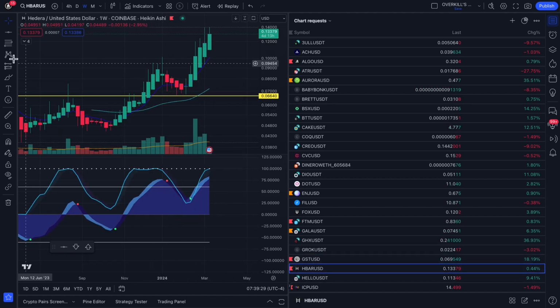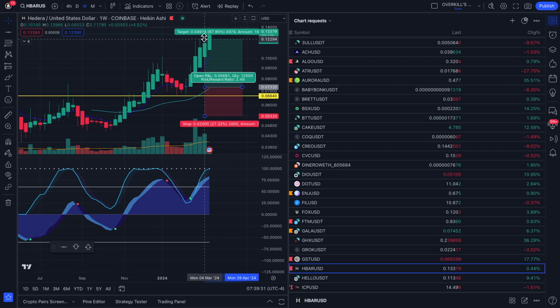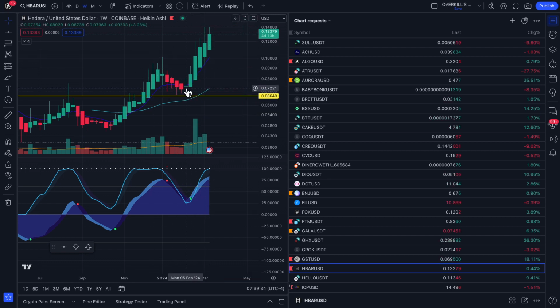Here's H-bar, also very nice move here. Okay, perfect doji candle, 89% move off the doji there. Okay, the doji is our reversal candle.